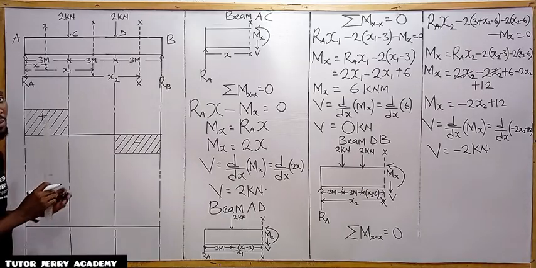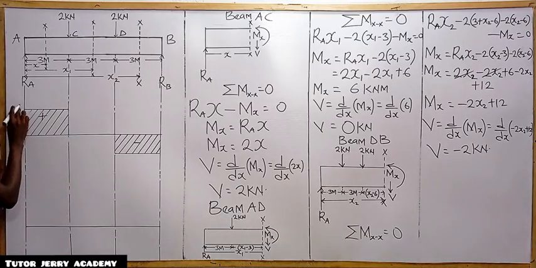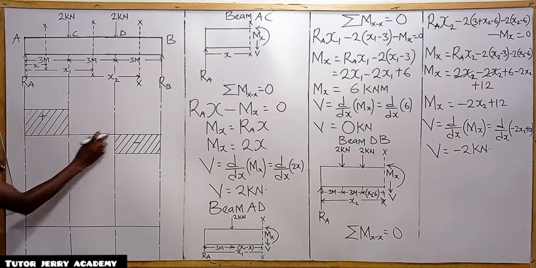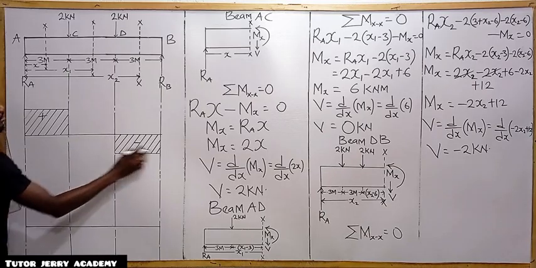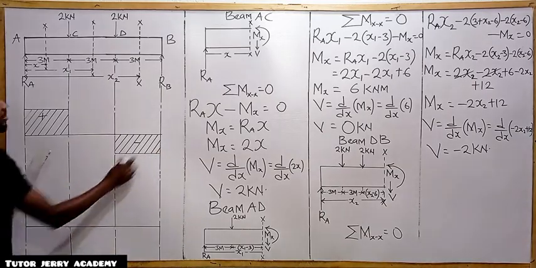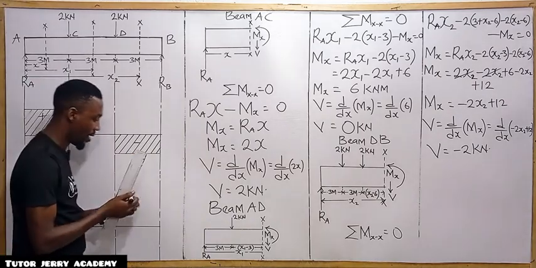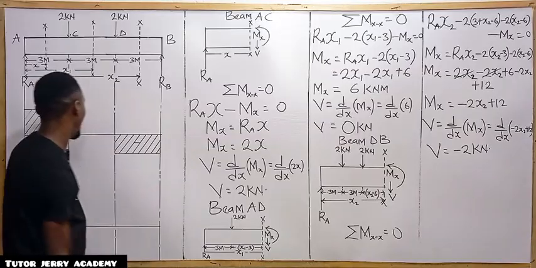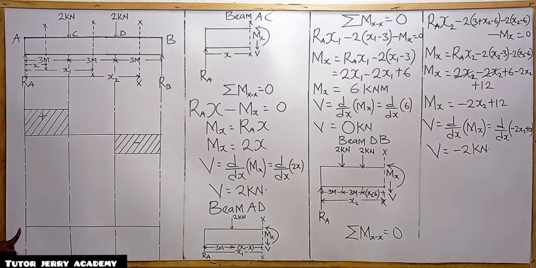All right, and for the purpose of exam, you can write 2 here, 0 here. That is 2, 2, 0, 0. Then negative 2, negative 2, like that. Then 0. All right, so that's it. So now let's go for the bending moment now.